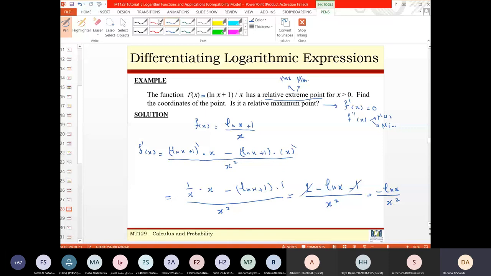Now I have to let f dash x equal to 0 to find whether I have a relative maximum or minimum or not. So I will get ln x over x squared equal to 0. Now the 0 is like 0 over 1, so we do cross multiplication. I will get ln x equal to 1. So what's the x? What is the value of x that makes ln x equal to 1?